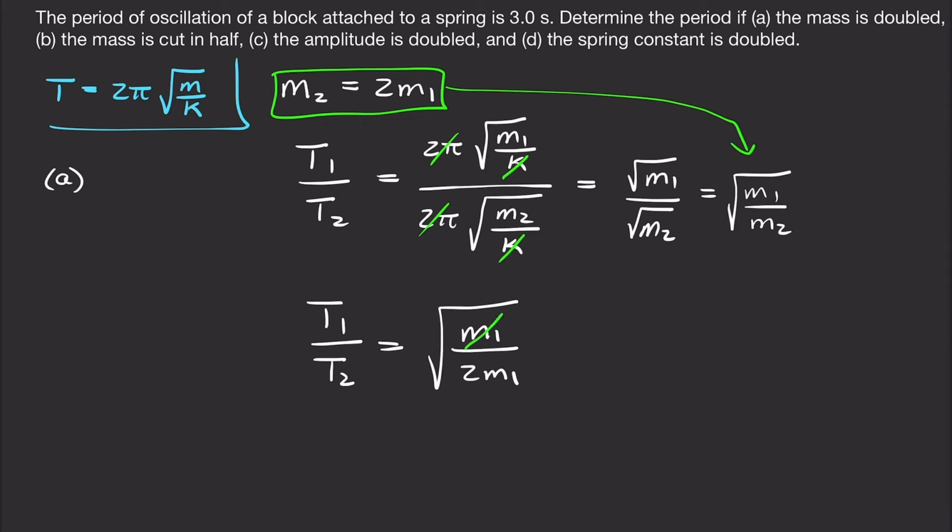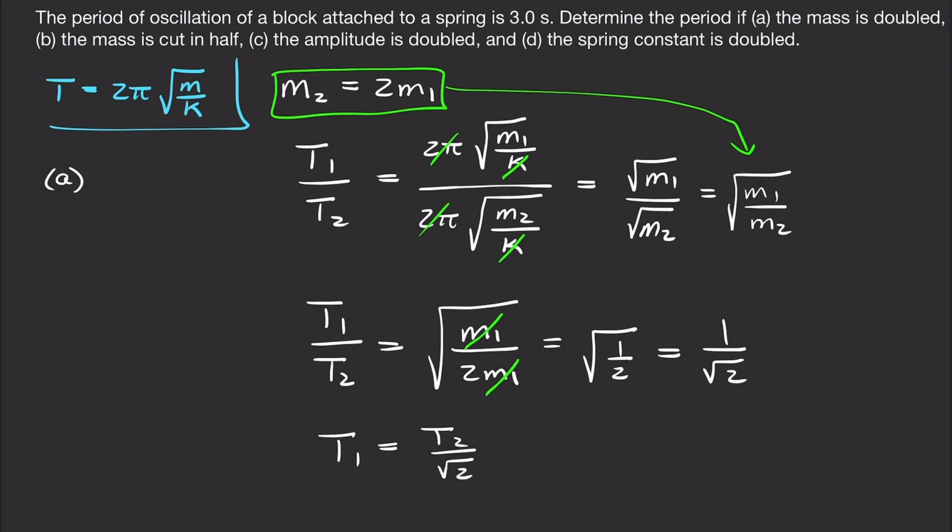So that means M1 and M1 are going to cancel. This gives me square root of 1 over 2, or 1 over square root of 2, since square root of 1 is just 1. And now I can solve this. So I will get T1 is equal to T2 divided by square root of 2.